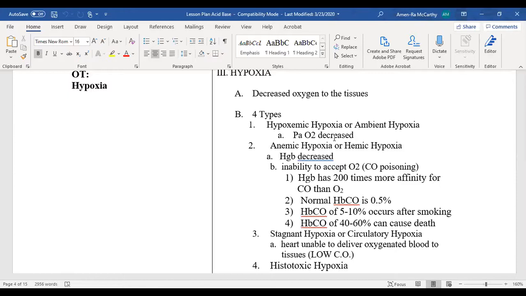It can be because the hemoglobin is low, or because guess who came home from jail? Carbon monoxide. And when he comes around, guess what? She has no ability to accept oxygen anymore. When carbon monoxide is on deck, the hemoglobin has an inability to accept oxygen. She can't accept it because carbon monoxide is here. Now, we learned that hemoglobin has 200 times more love for carbon monoxide than it does oxygen.